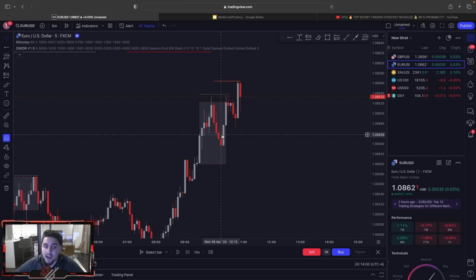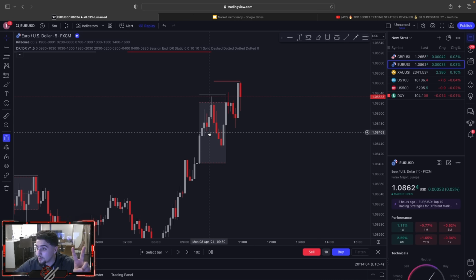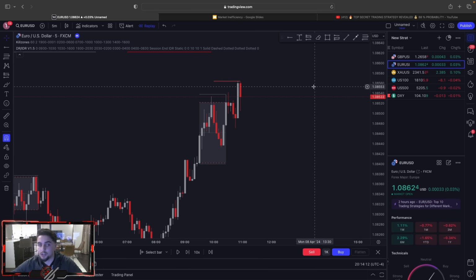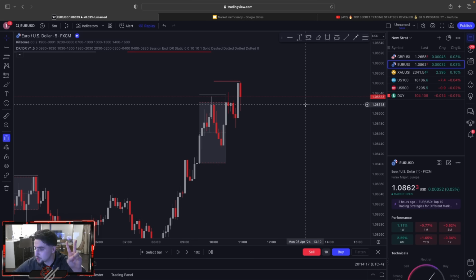Okay, so if you have an area of demand which also aligns with the midpoint, you have 2 confluences that increases the probability for this level to hold. Okay, so now that price has closed bullish, another rule that you guys should know is when trading the defining range, you are only allowed to risk 2 positions. You can only take 2 entries during each session to protect your account and your portfolio.